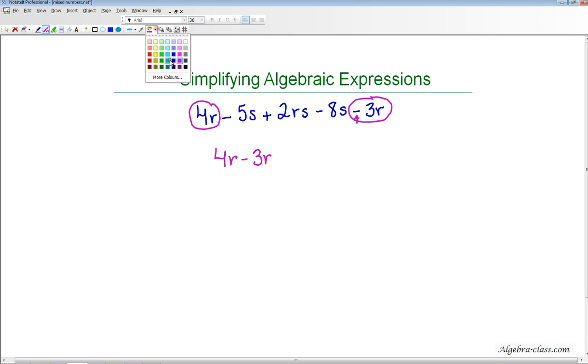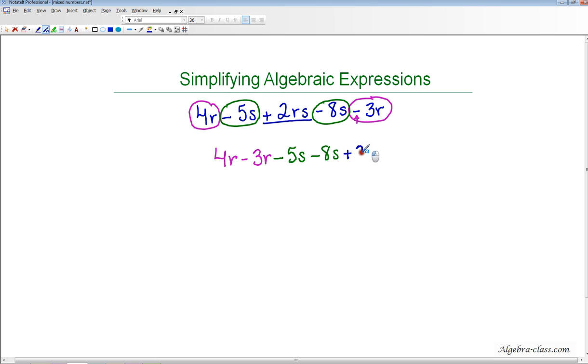Now I do see another set of like terms, and that is the 5s and the 8s because they both contain the variable s. So again, I'm going to bring the minus sign with the 5 and the minus sign with the 8. And then the last term that is there is the 2rs. Now the 2rs doesn't have a like term because there's no other term that has an r and an s as its variables. So I'm going to add it to the end of my expression here because it's still part of my answer.